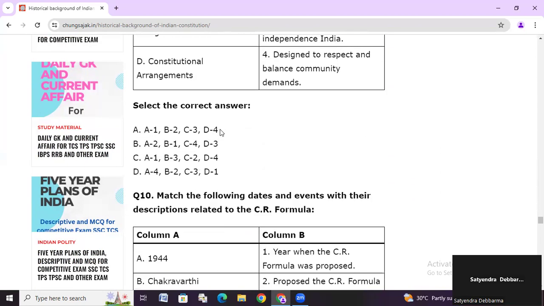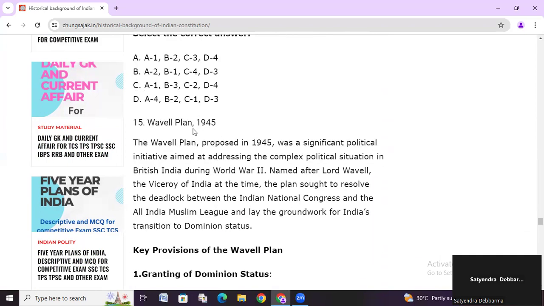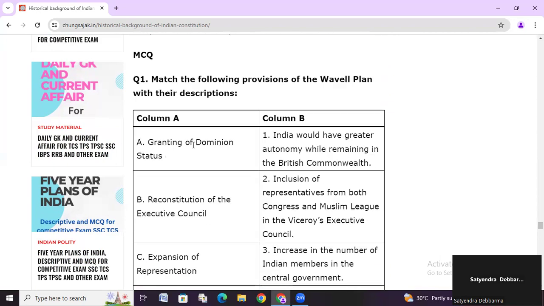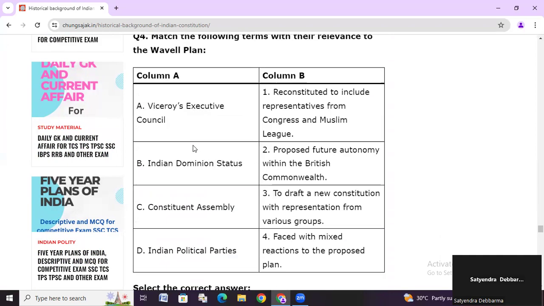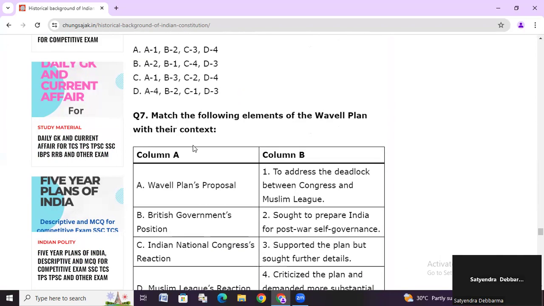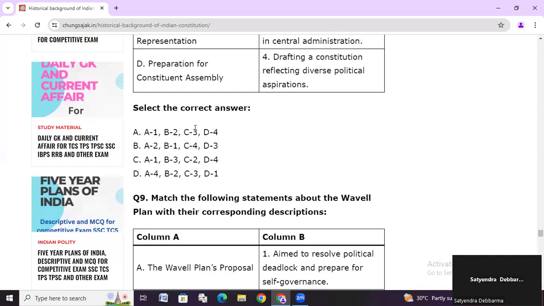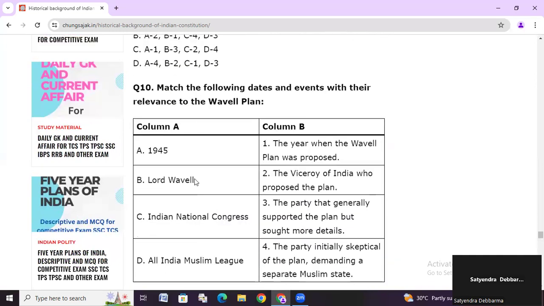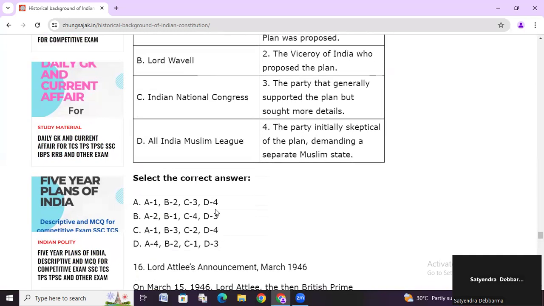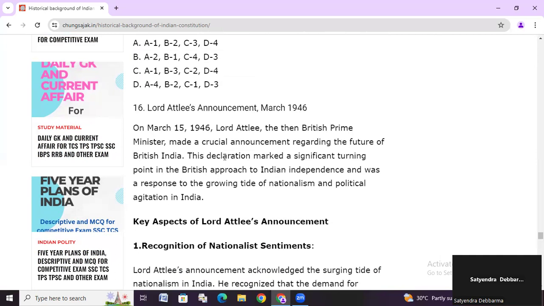Next, Wavell Plan 1945. Explanation and MCQ. All historical background of Indian Constitution, most important acts. These topics are most important for SSC CGL and UPSC exam.